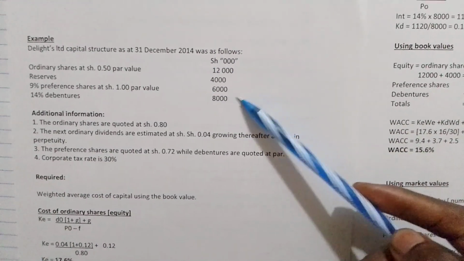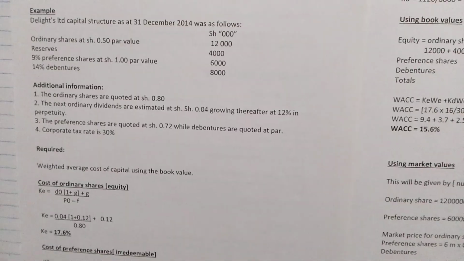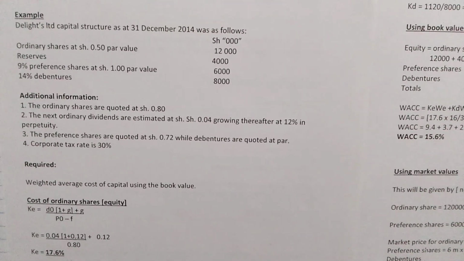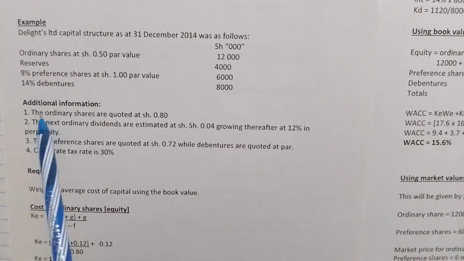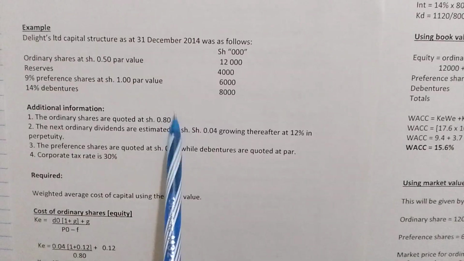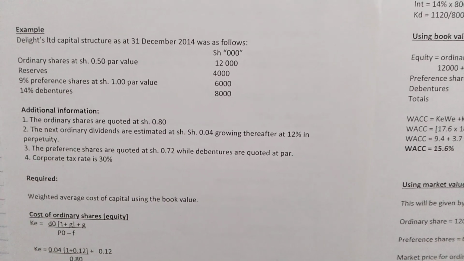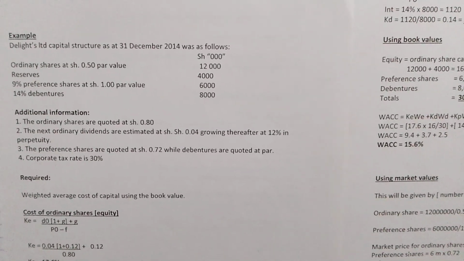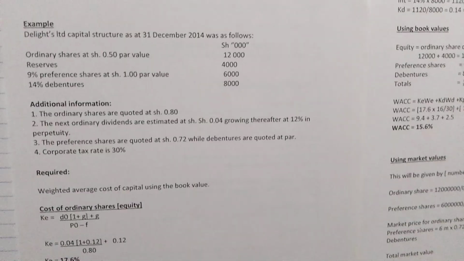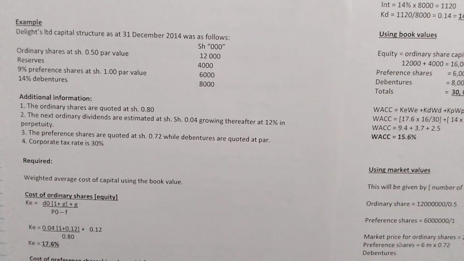This is the capital structure that we have for that particular company. Additional information: the ordinary shares are quoted at shillings 0.80. So when you are told the ordinary shares are quoted, this means they are selling at 0.80 in the market. This is what we call the P note in our formula. If you go to the stock market, you purchase them at 0.80.